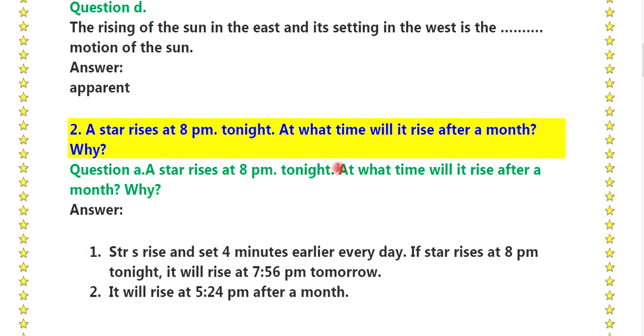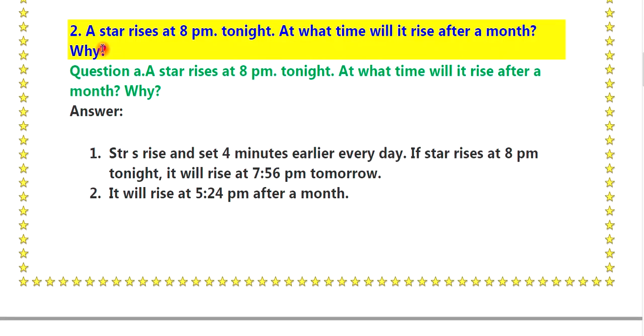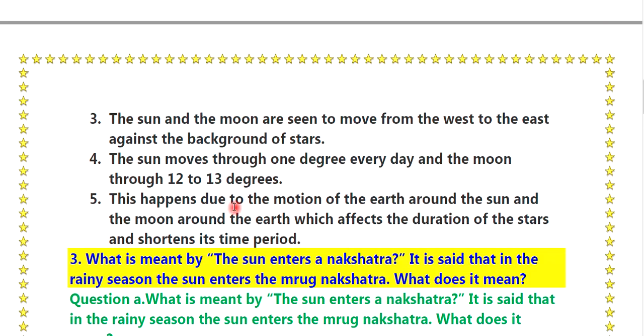Question number 2. A star rises at 8 p.m. tonight. At what time will it rise after a month? Why? Answer. Stars rise 4 minutes earlier every day. If a star rises at 8 p.m. tonight, it will rise at 7:56 p.m. tomorrow. It will rise at 5:24 p.m. after a month.